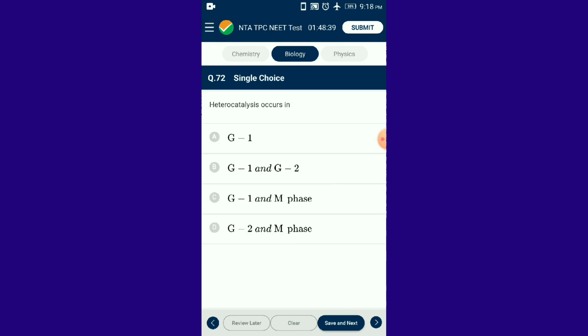Question number 72. Heterocatalysis occurs in which phase? Heterocatalysis occurs in the G1 and G2 phase. The genetic material, that is the double stranded DNA in eukaryotes, can perform two types of catalytic reactions. The first one is the autocatalytic reaction, where one of the reaction products itself is the catalyst for the reaction. In the heterocatalytic reaction, the template DNA acts and mediates the synthesis of mRNA. So the answer is option B.